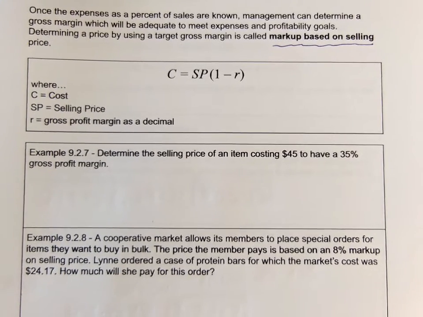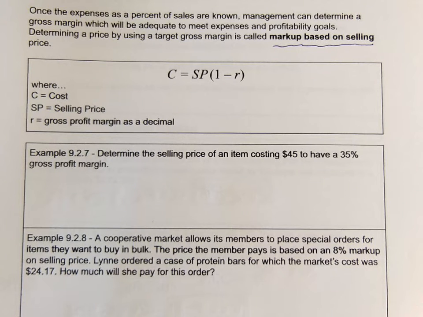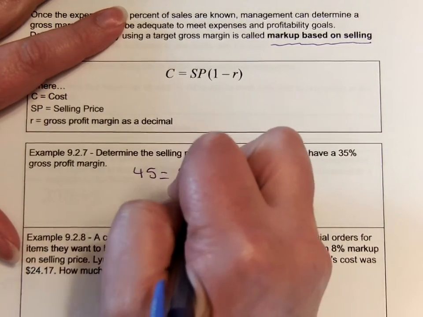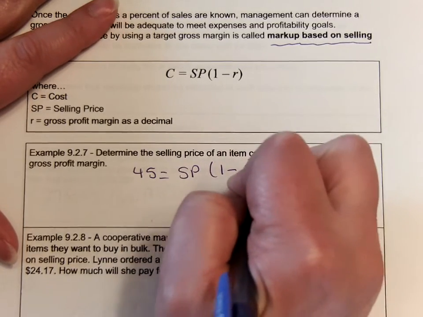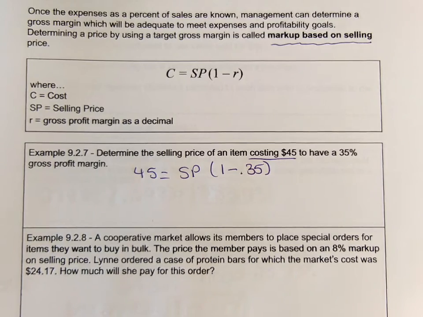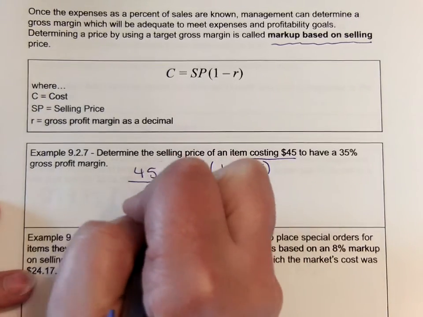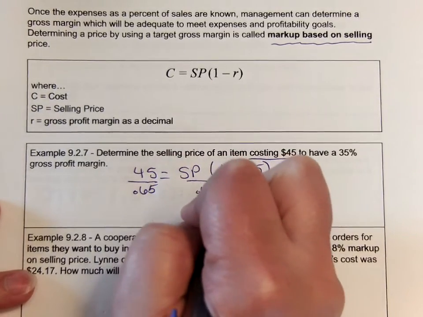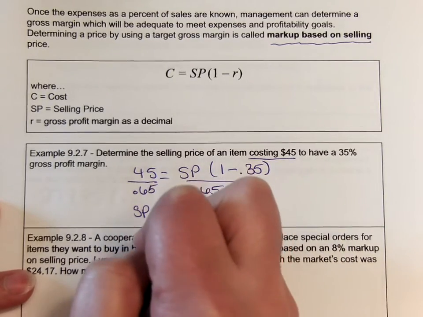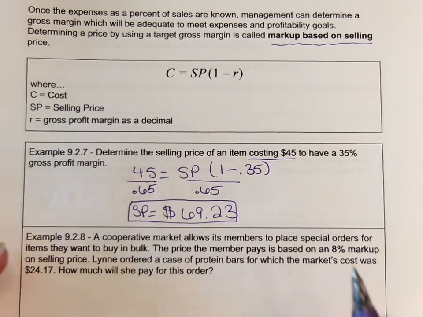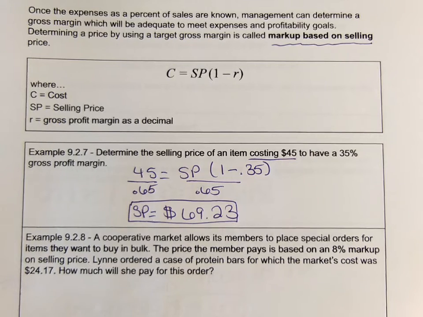Determine the selling price of an item costing $45 to have a 35% gross profit margin. All right, so cost is $45. Selling price is what we want, times 1 minus 0.35. So 1 minus 0.35 is 0.65. We're going to divide both sides by 0.65, and our selling price will be $69.23. So raising it up to that amount will give us the profit that we want and cover our expenses.